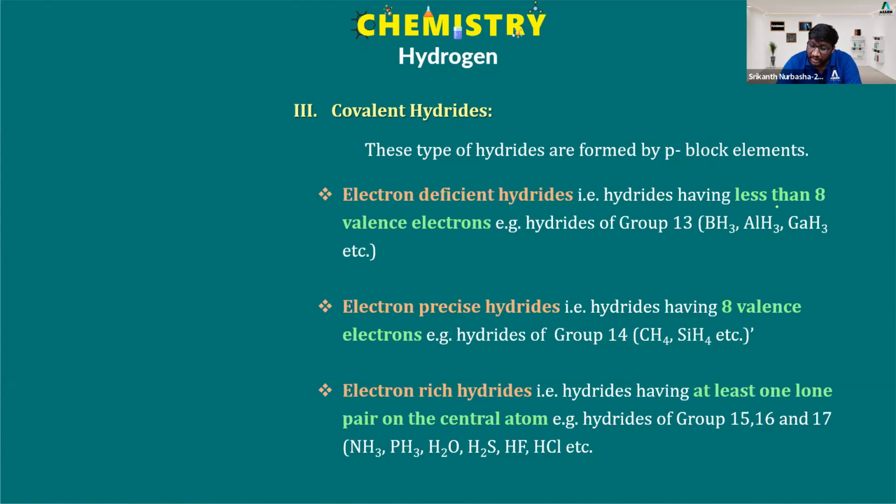Electron deficient means hydrates having less than 8 valence electrons. Example, hydrates of group 13 like BH3, AlH3, GaH3. In all these cases, we have only 6 electrons around the central atom.